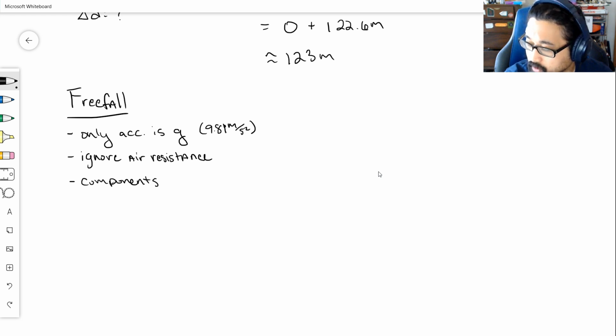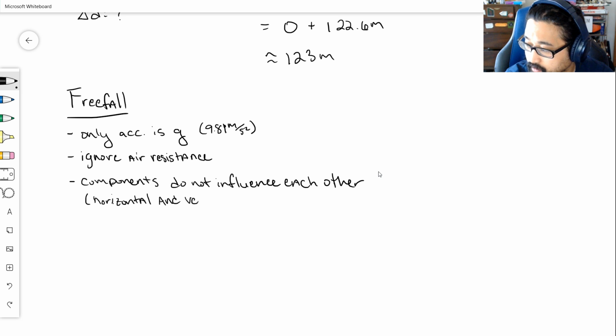Yeah, I'll mention it now. So components do not influence each other, which means horizontal and vertical motion are independent.